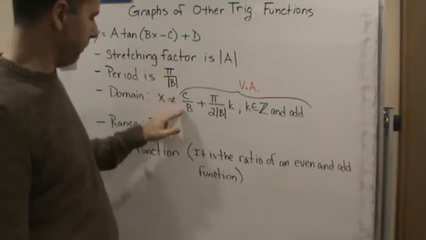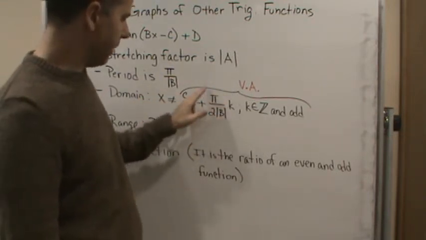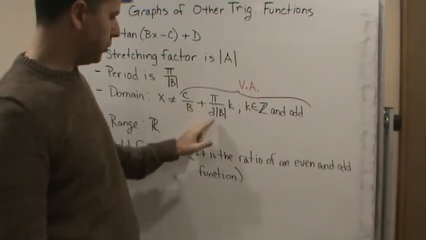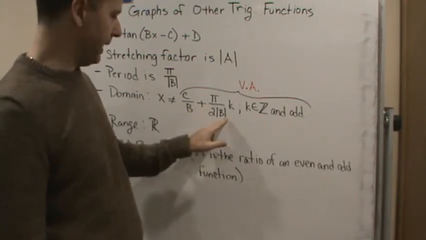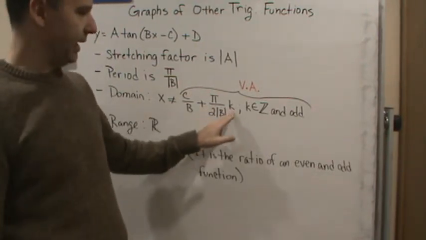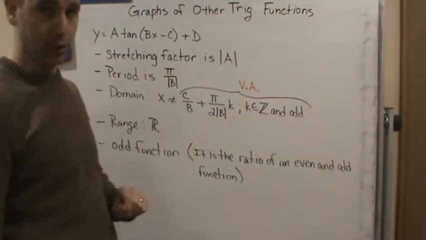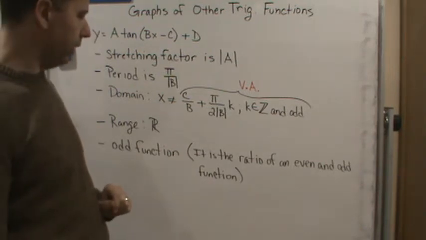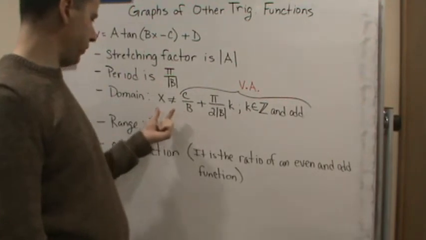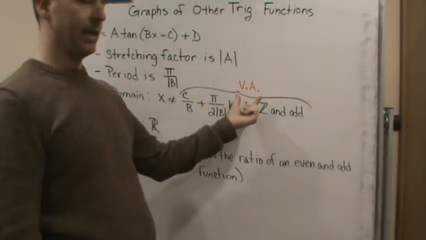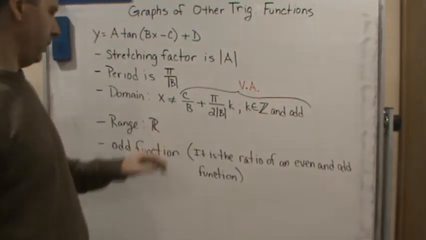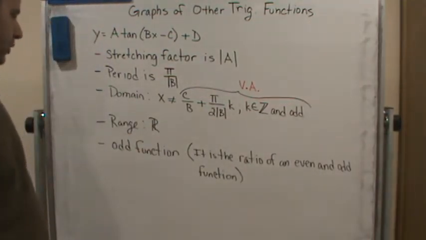So it's going to be C over B plus some multiple of pi over 2 times the absolute value of B times some multiple of that where K is an odd integer now. Okay? So again, these locations where they're not in the domain is because that's where the vertical asymptotes are located. So again, remember this for the vertical asymptotes and the domain.